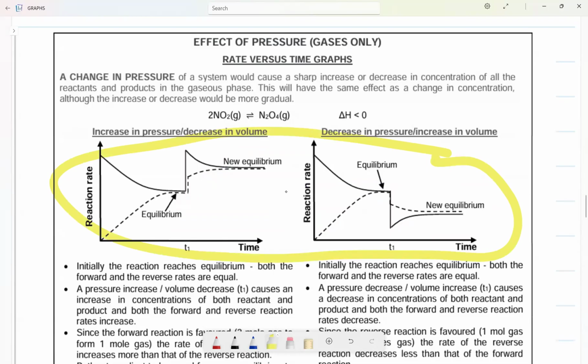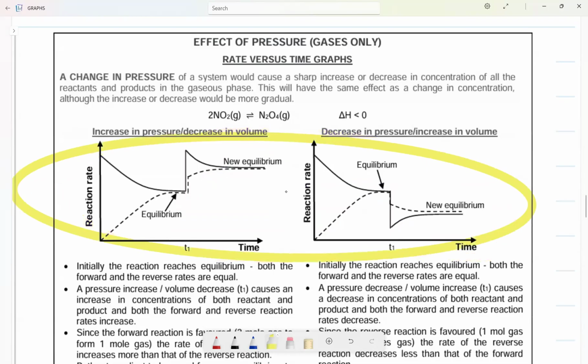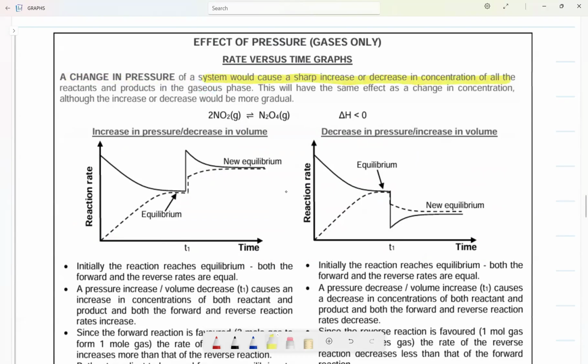It is the same as the temperature graph. Many people will confuse this. But it is the same as what? As the temperature graph, but we'll see as we do questions how we differentiate them. Now, a change in pressure of a system will cause a sharp increase or decrease in concentration of all the reactants and products in the gaseous phase. This will have the same effect as the change in concentration, although the increase or decrease will be more gradual.